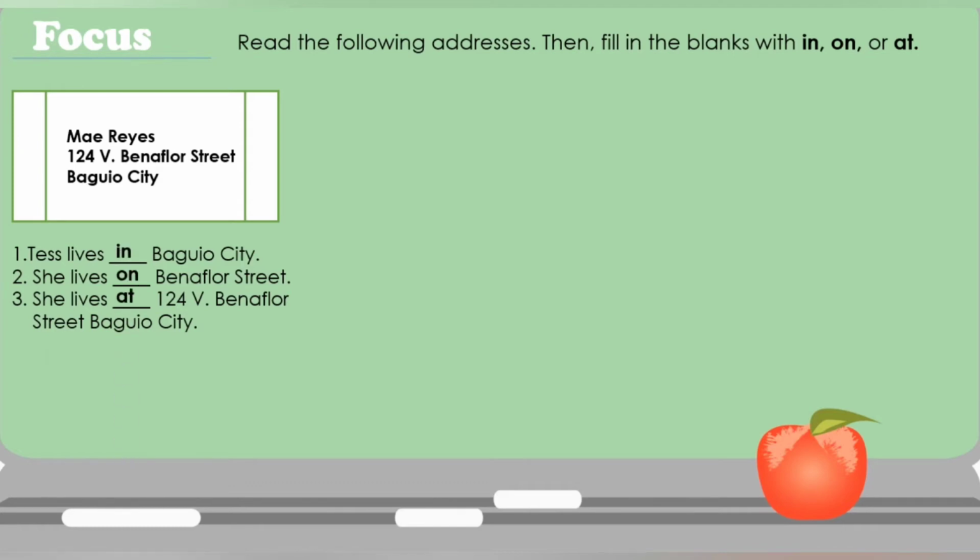The answer? Number 1, we will use lives in because Baguio City is the name of a city. Number 2, she lives on Binaflor Street. Binaflor Street is the name of a street. Number 3, she lives at 124V, Binaflor Street, Baguio City. This is a complete address.